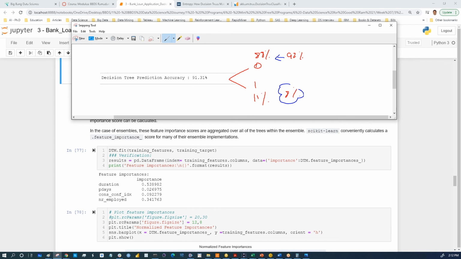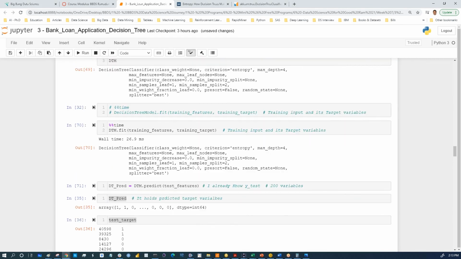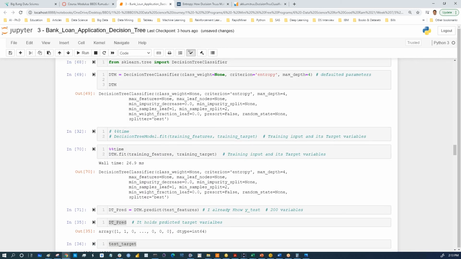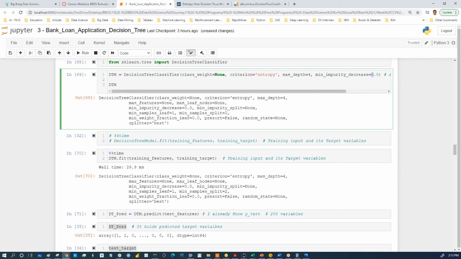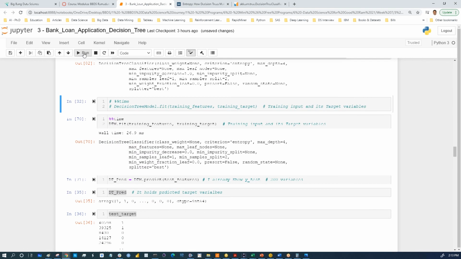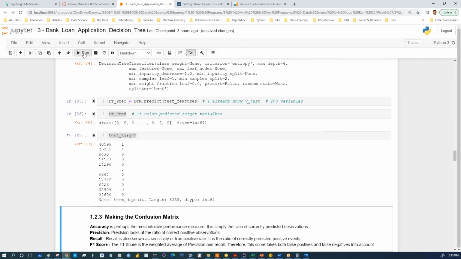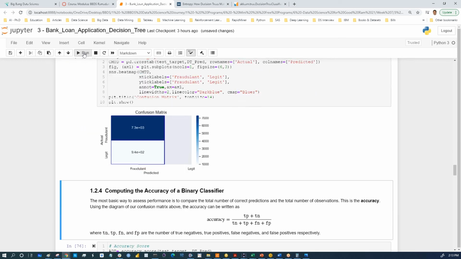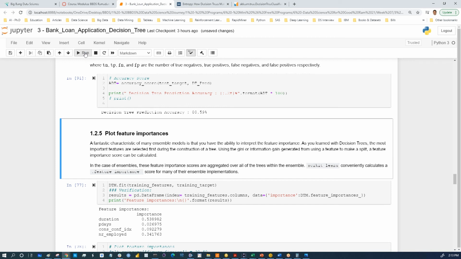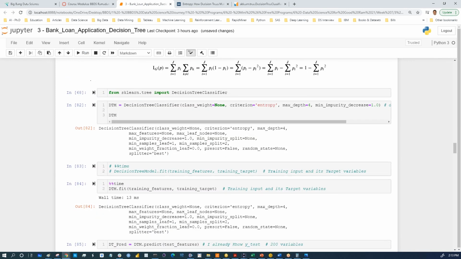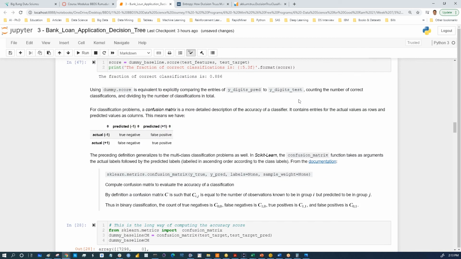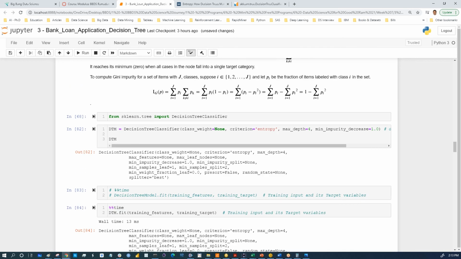Okay, and we could improve this a little bit by simply playing around with the parameters. So let's say we add min impurity decrease and we set it to 1. We just play around with the numbers, but this is not the right way to do it. Compare the confusion matrix, and accuracy is 88. Actually, it dropped. So this parameter here is not the right value.